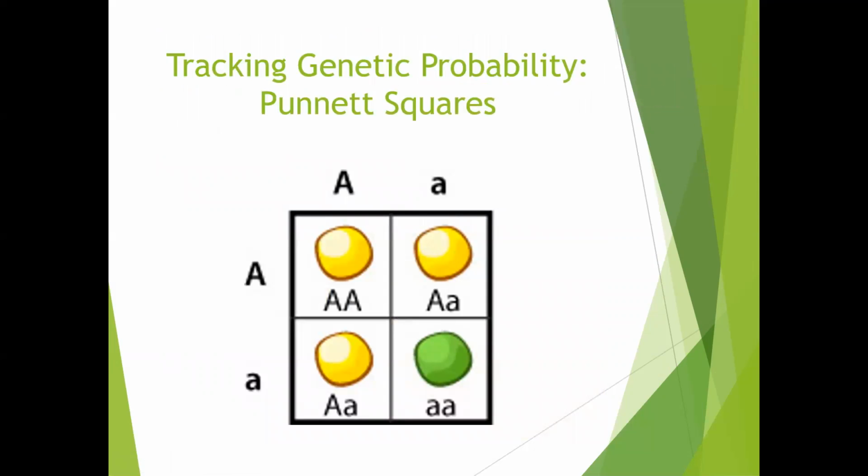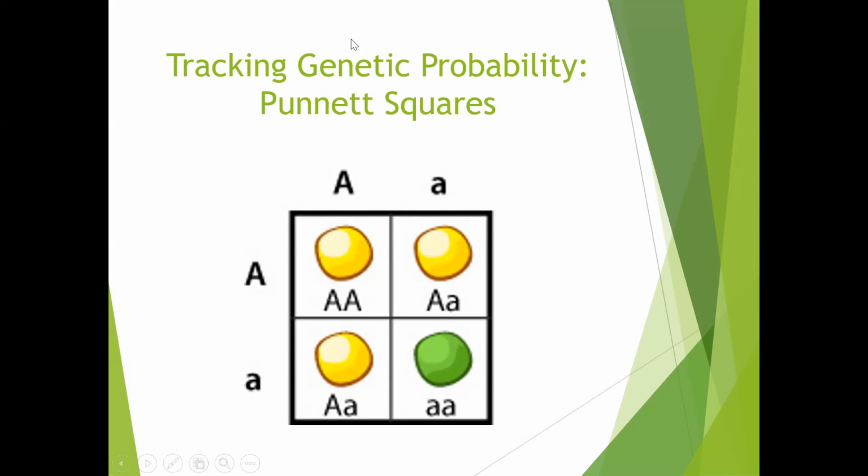So now let's talk about how we can track genetic probability. Okay, and we do that through something called Punnett squares. And you guys are going to practice Punnett squares in the next part of the unit. And so this is a Punnett square right here, and it's showing the genotypes. Okay, this is an allele and this is an allele. The two alleles together make a genotype. This is an allele, this is an allele, and the two together make a genotype. Now, if we look at this color, it's yellow, and that's its phenotype, or its physical trait.